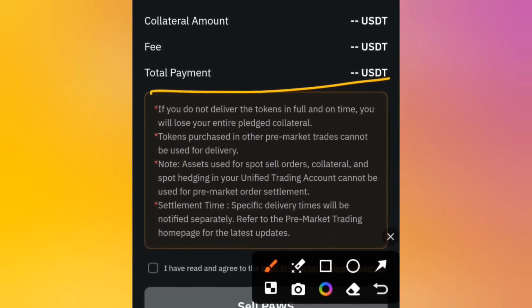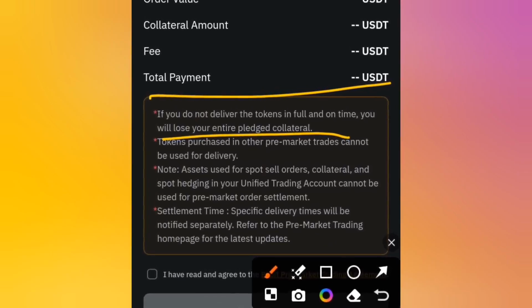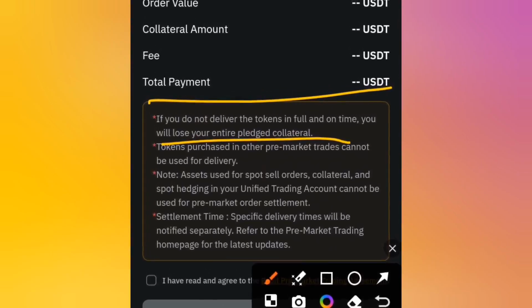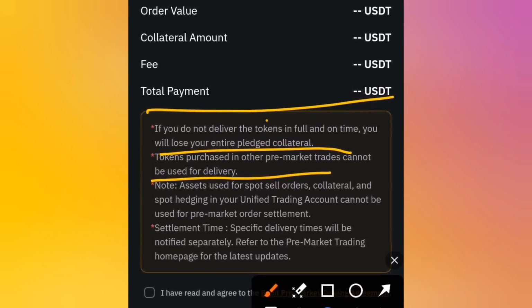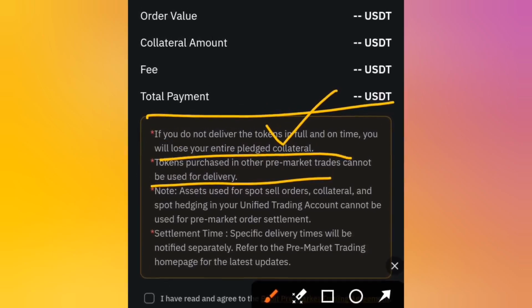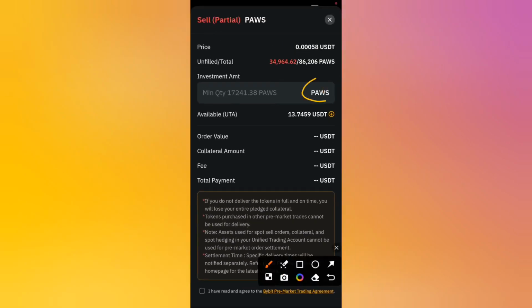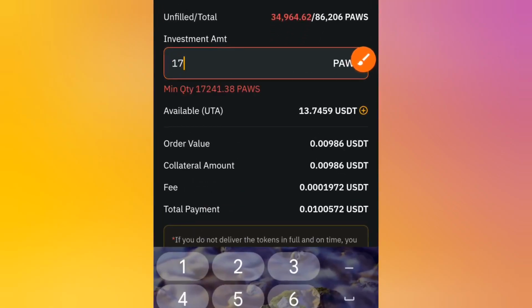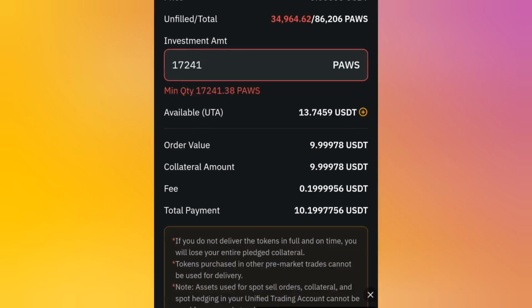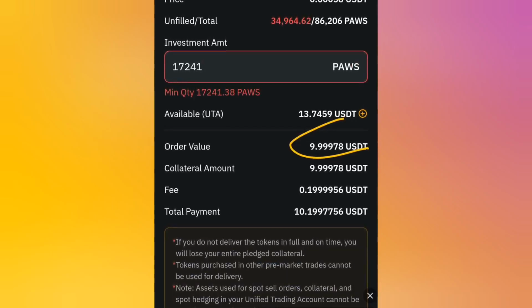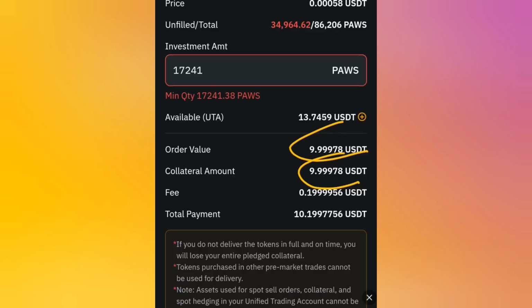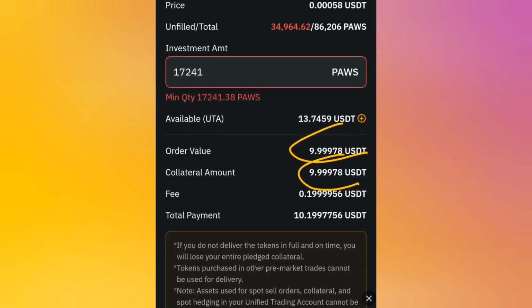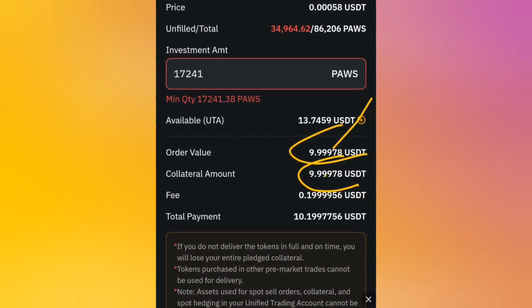They said if you do not deliver the tokens in full and on time, you will lose your entire pledge collateral. Okay, so tokens purchased in other pre-market trades cannot be used for delivery. So this is what you're meant to pay attention to. Now, if you want to sell $9 worth of paws, you must also forfeit $9. Let me just type in that amount again, 17,241, and you can see right here that the order value is $9. This is what you're going to be selling, and the money you must have in your Bybit account must be up to $9 too. Just in case you don't deliver this to the person, you would forfeit this.